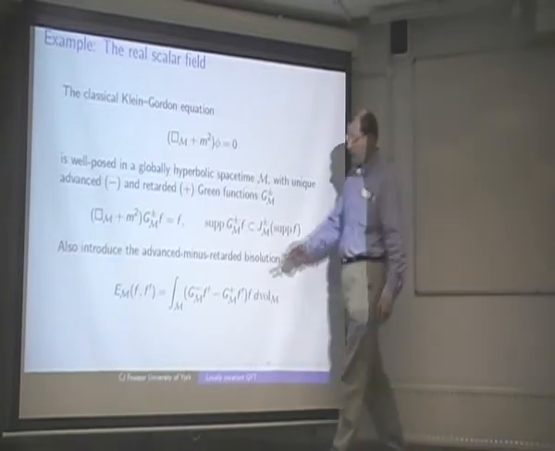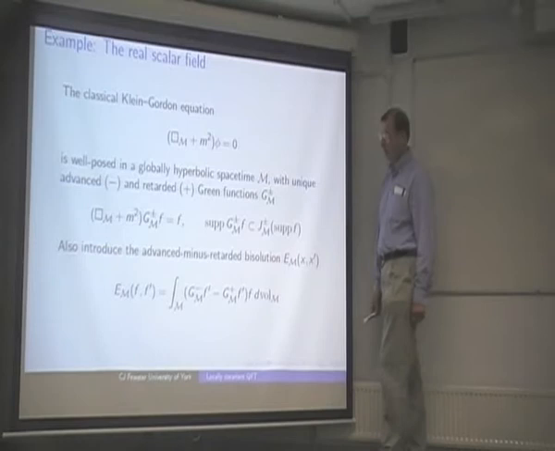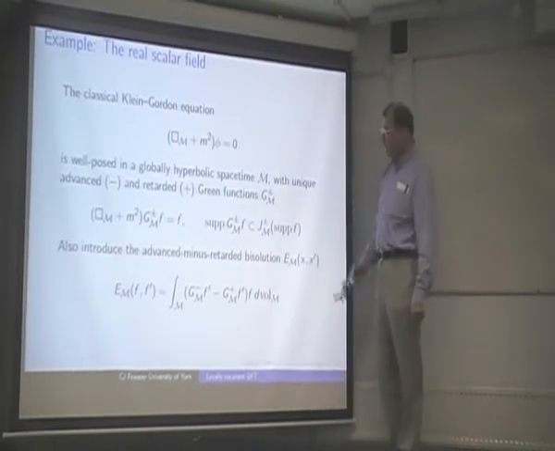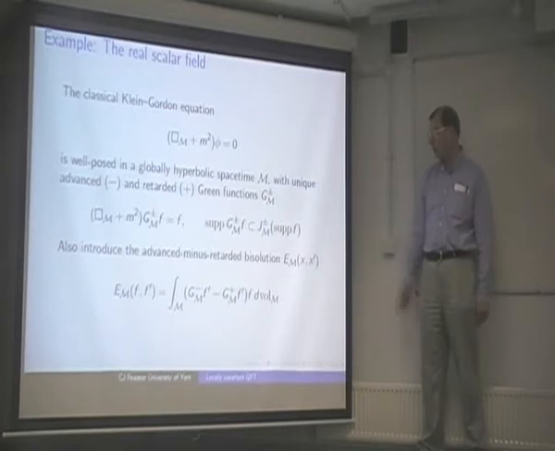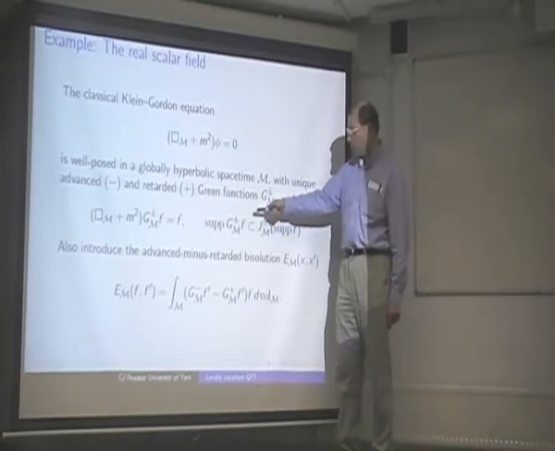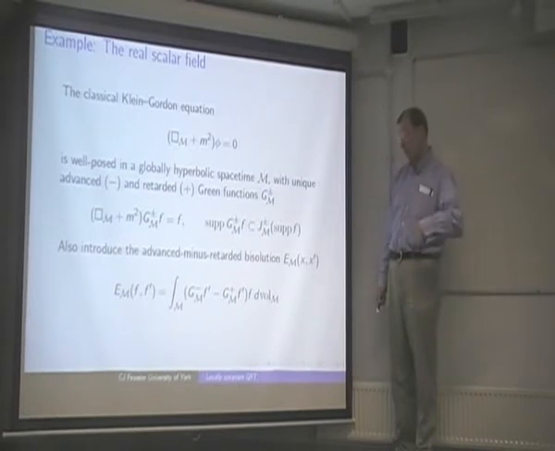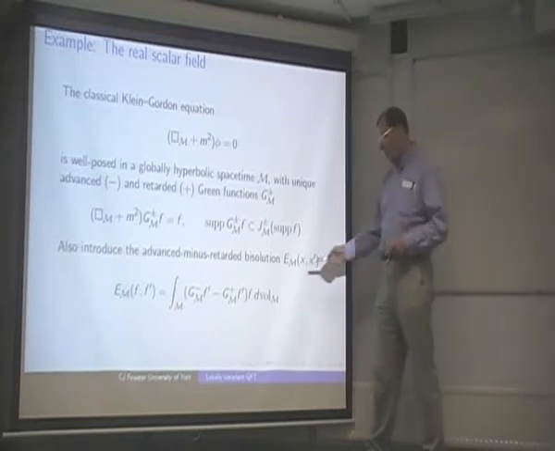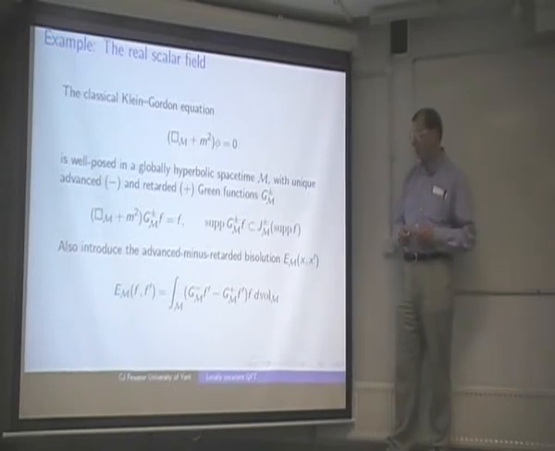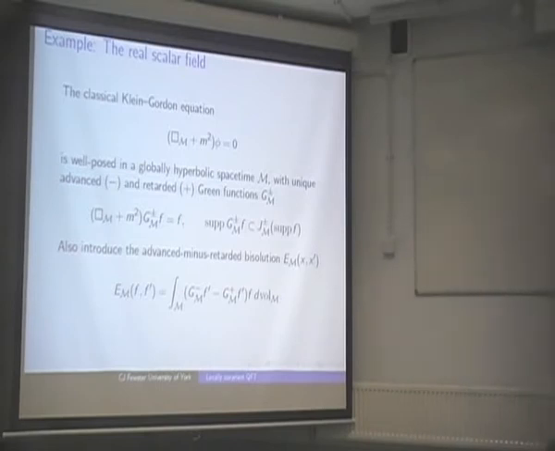And they have the property that if I take a source and hit it with the Green function, and then hit that with the wave operator, I get back the source I started with. The retarded and advanced bit means that I know something about where these solutions are supported. The retarded Green function is supported in the causal future of the source, and for the advanced one, of course, it's in the causal past. One of the things I will do with this intensively is take the difference between the advanced and the retarded Green functions, and that will define for me a bisolution to the Klein-Gordon equation called E. And I can do this in every globally hyperbolic space-time.